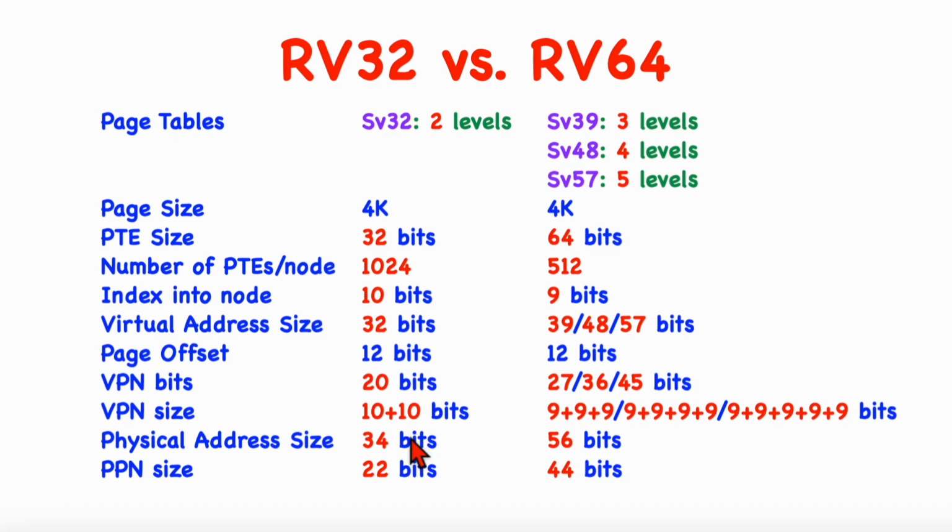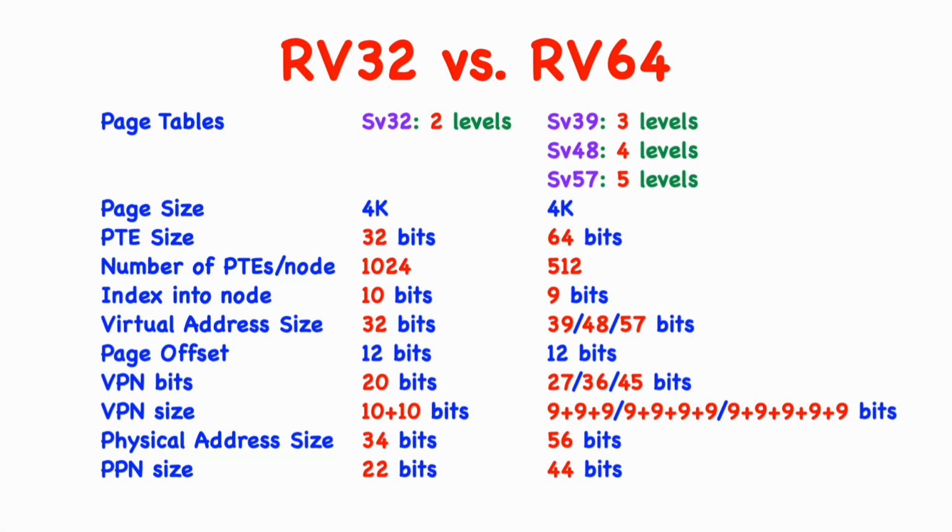The Sv32 scheme uses a physical address of 34 bits. Subtracting the 12 bits for the offset, we saw that the physical page numbers were 22 bits. Well, with 64-bit machines, the physical addresses are all 56 bits, regardless of which paging scheme is used. Since the offset is still 12 bits, that implies that the physical page numbers are now 44 bits in size.